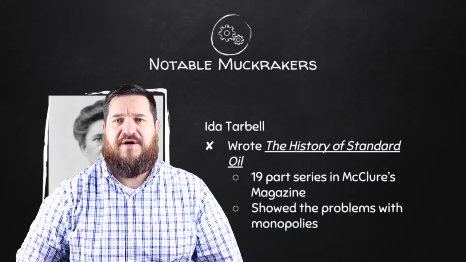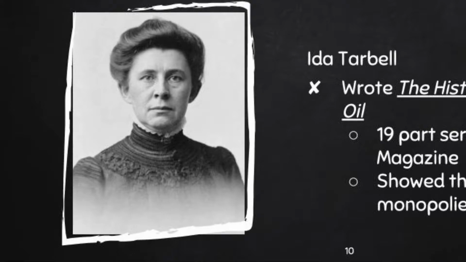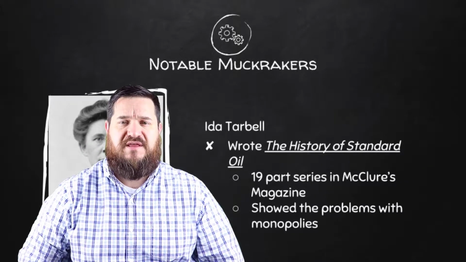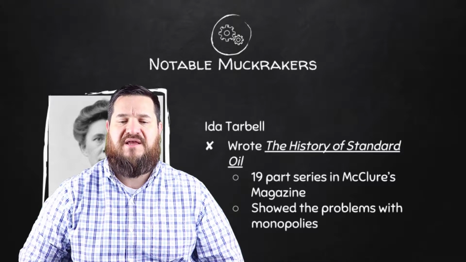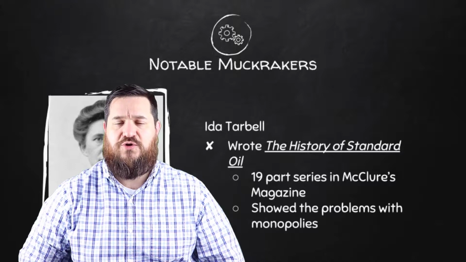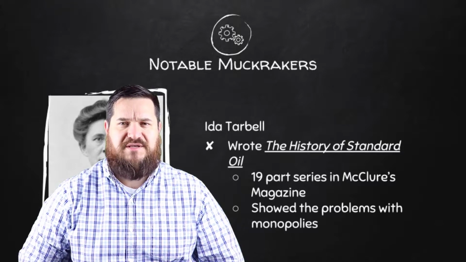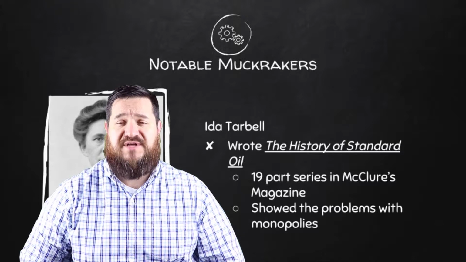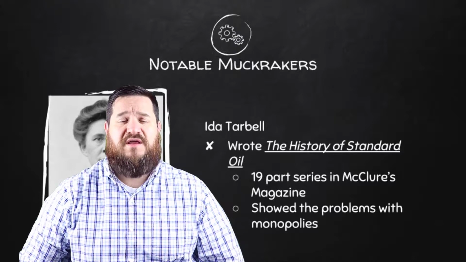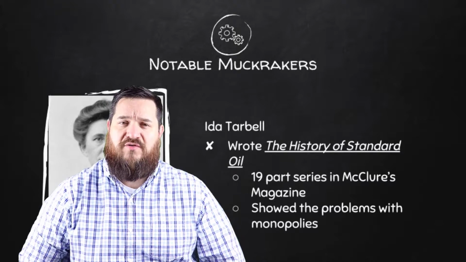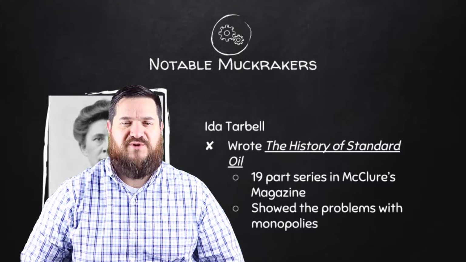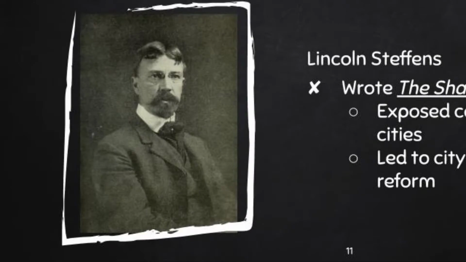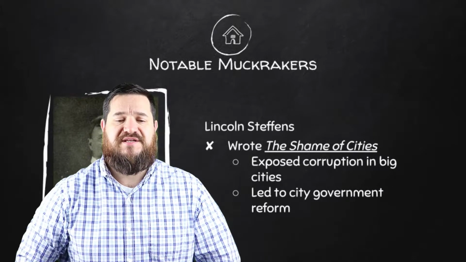The next notable muckraker was a woman named Ida Tarbell. Tarbell wrote a series of stories that became known as the History of Standard Oil. It was a 19-part series that ran in a magazine of the day called McClure's Magazine. Tarbell basically uncovered the nasty shadiness of big business practices of the day. She essentially exposed how these businesses were not benefiting society at all; all they were doing was making rich people even richer.